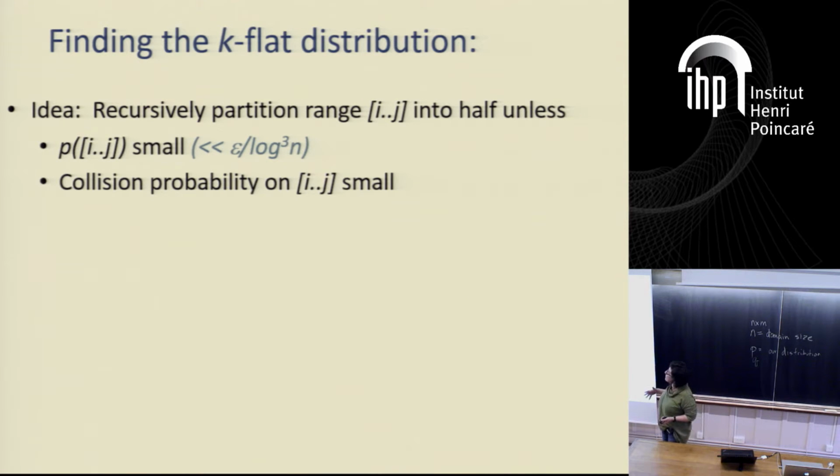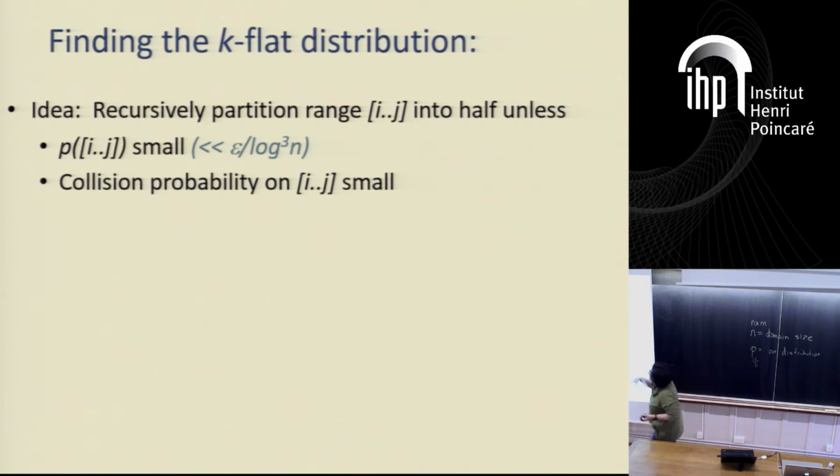So how would you find a k-flat distribution? Well, one thing you could do is recursively partition your range in half. You have some kind of distribution, and you see, is this k-flat? This is what the algorithm is going to do. I'm going to assume that I'm looking at range i through j. I test, is the thing uniform?